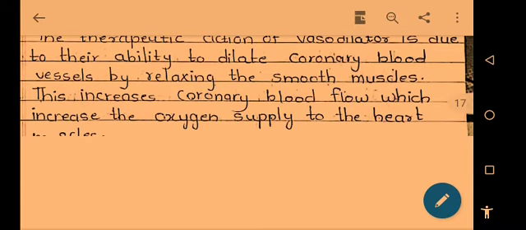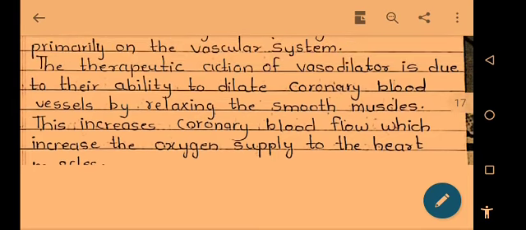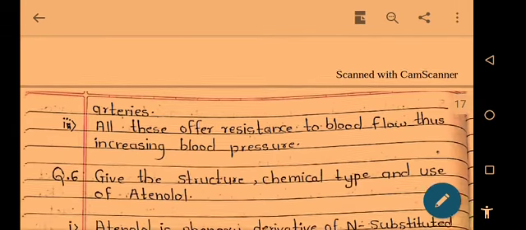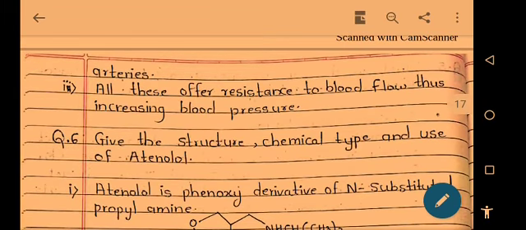So friends, this is all about the atrium, ventricle. Next point is arteries. We will discuss this part in the next lecture.